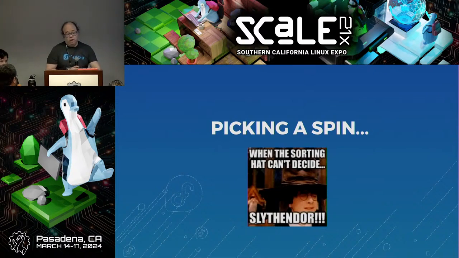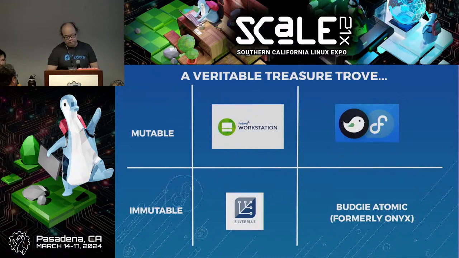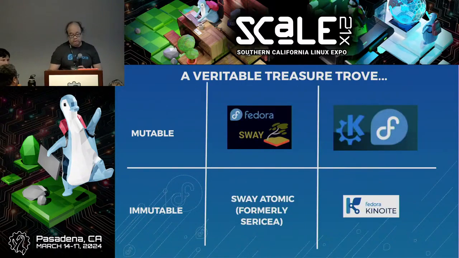So, picking a spin. When the sorting hat can't decide, Silverblue. Let's take a look at the various options here. The mutable choices originally were Fedora Workstation and Fedora Budgie. The immutable versions of these are Silverblue and Budgie Atomic, formerly Onyx. For Fedora Sway, if you like working with the command line, you now have Sway Atomic, which was formerly Sericea, and Fedora KDE in the upper right-hand corner would become Fedora Kinoite for the immutable side.